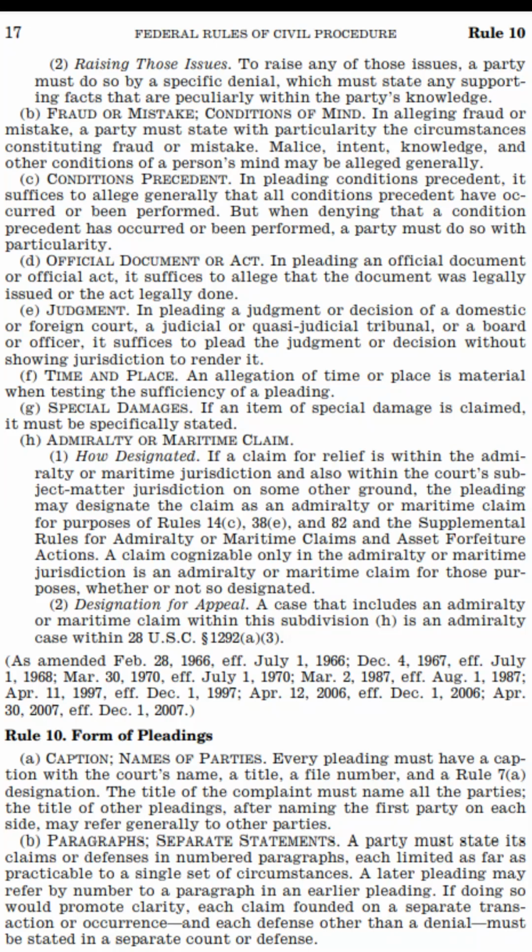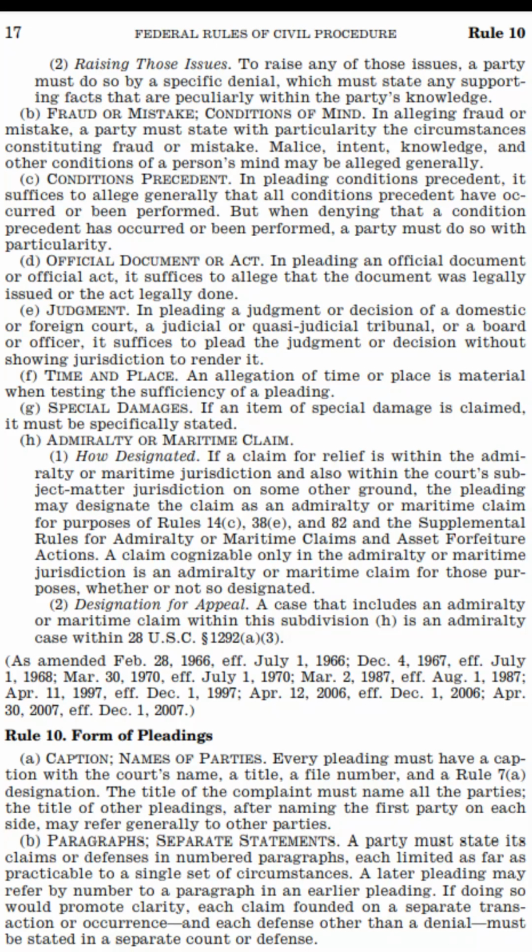Rule 10. Form of pleadings. A. Caption. Names of parties. Every pleading must have a caption with the court's name, a title, a file number, and a Rule 7(a) designation. The title of the complaint must name all the parties. The title of other pleadings, after naming the first party on each side, may refer generally to other parties.